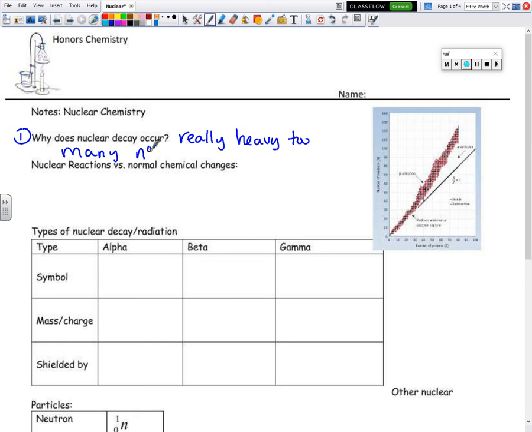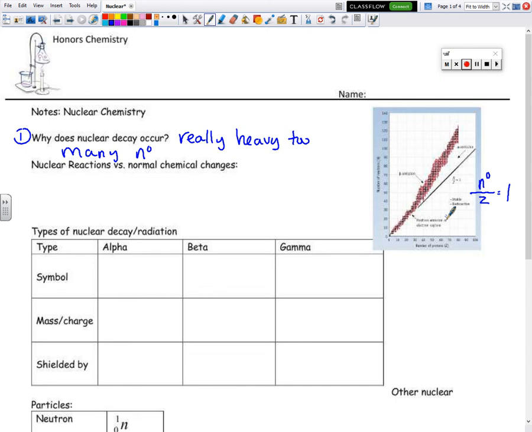So this little diagram here is showing us what is called the band of stability. When the ratio of neutrons to the Z number, the atomic number, approaches 1, that isotope is stable, meaning the number of neutrons is equal to the number of protons. If you get too many neutrons, that's when you get out of this zone of stability and elements start to undergo nuclear decay.